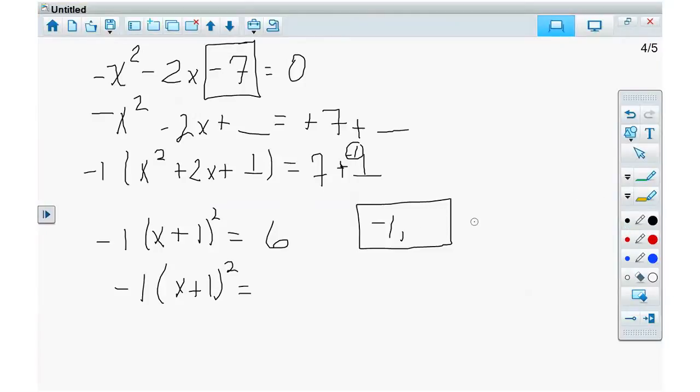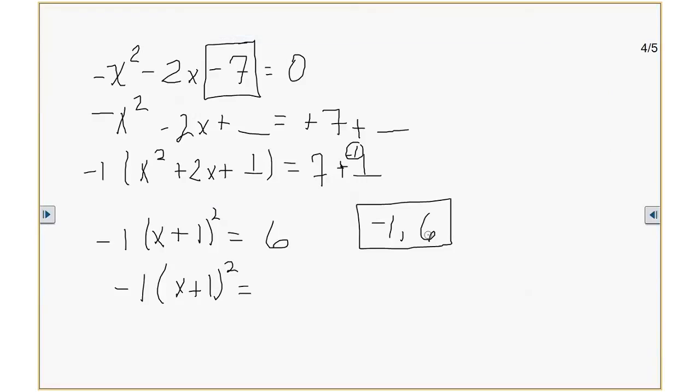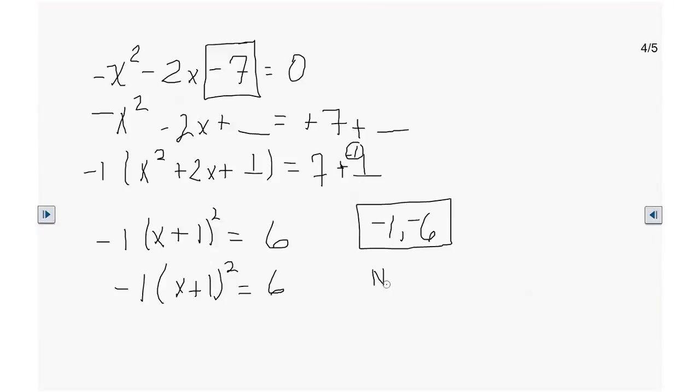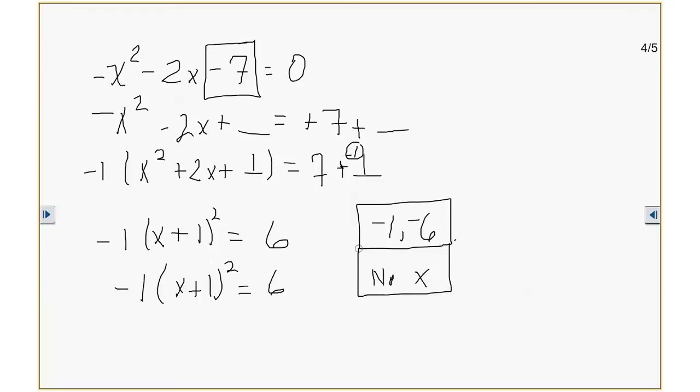All right, so that'd be 6, negative 6. Now, do we have x-intercepts? No, because when you divide by negative 1, that makes that a negative 6. So I'm just going to put over here, no x-intercepts. I'm not going to do the I right now because I want to get to the last of the problems that I want to cover today. And then that's it.